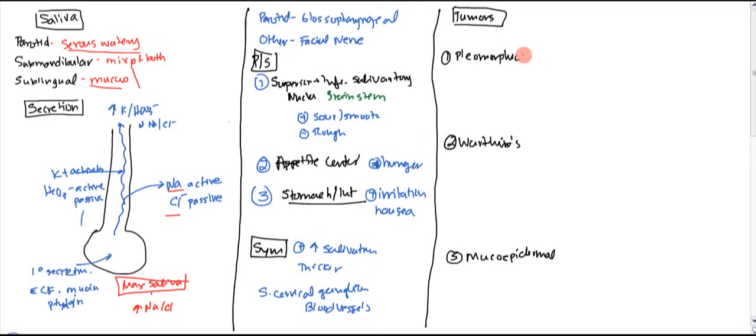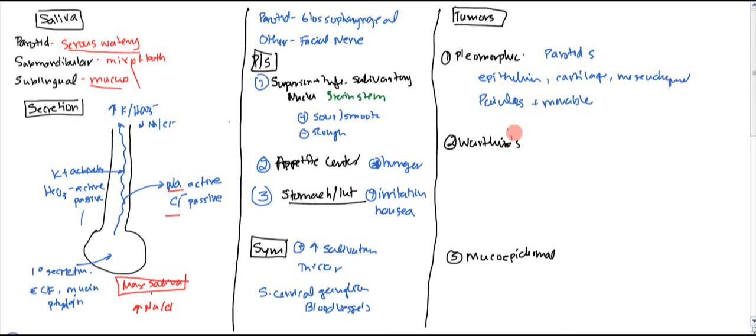The pleomorphic, if we focus on this, is going to be primarily in the parotid gland, about 60% in the parotid gland. It's mostly made up of epithelium, and you can also get some cartilage and other types of mesenchymal tissue growth. And the key thing with this one is that it's going to be painless and movable.